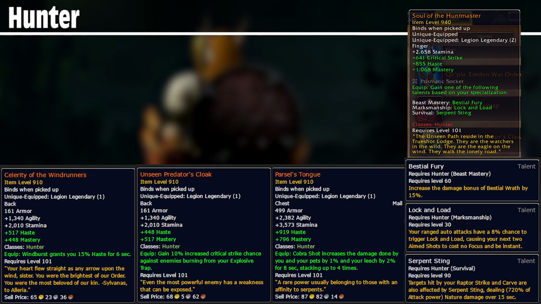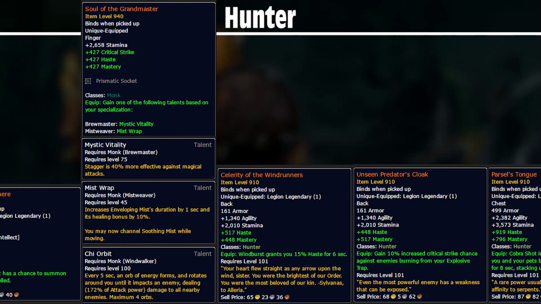Now for Hunters, the Celerity of the Windrunners will cause your Windburst to give you 15% extra haste for 6 seconds. In the same slot is the Unseen Predator's Cloak. This will give you 10% more crit against enemies burning from your explosive traps. Lastly, there's Parsel's Tongue that goes on the chest. This will make your Cobra Shot give you a stacking buff up to 4 times, and for every stack, you and your pet gain 1% damage, and you get 2% leech for 8 seconds. The class ring for Hunters is Soul of the Huntmaster, which will either give them Bestial Fury, Lock and Load, or Serpent Sting.